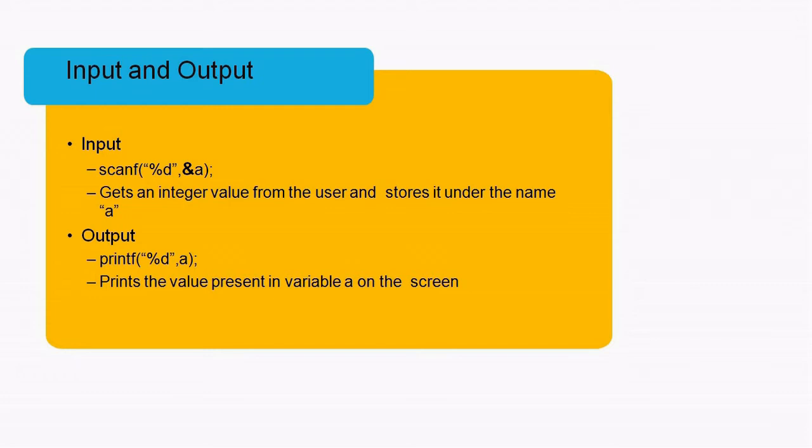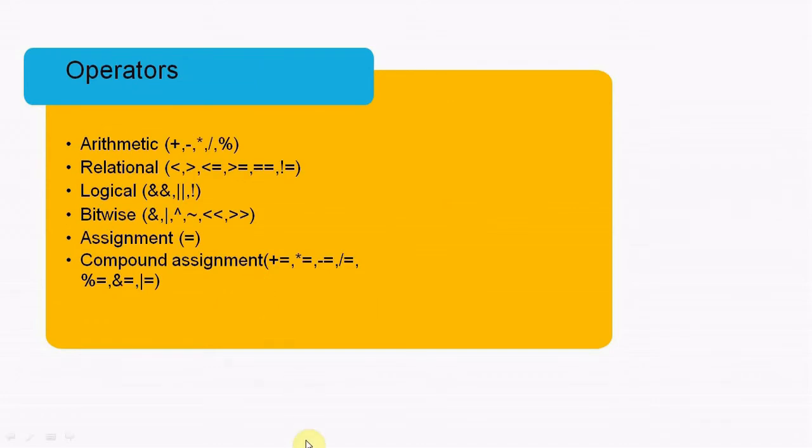Operators. There are different types of operators used in C programming. First is arithmetic operators: addition, subtraction, multiplication, division, and modular division. Then comes relational operators: less than, greater than, less than or equal to, greater than or equal to, and not equal to. Then logical operators: and, or, and not.